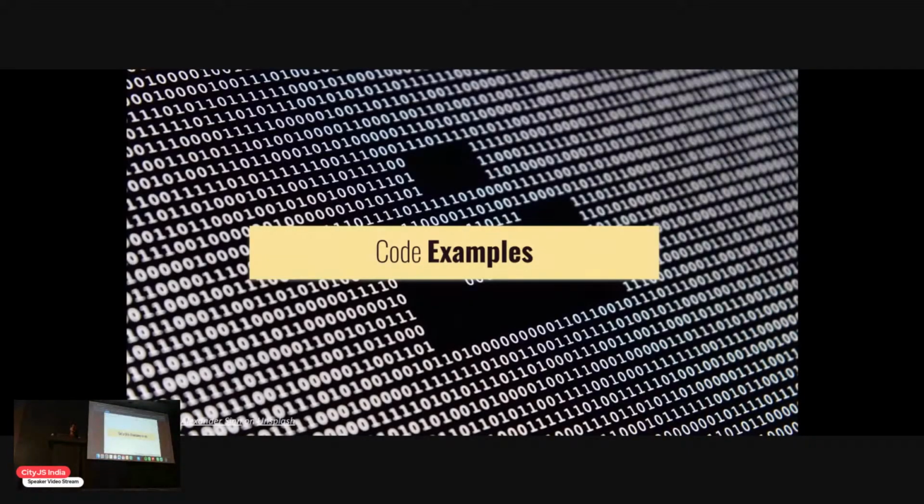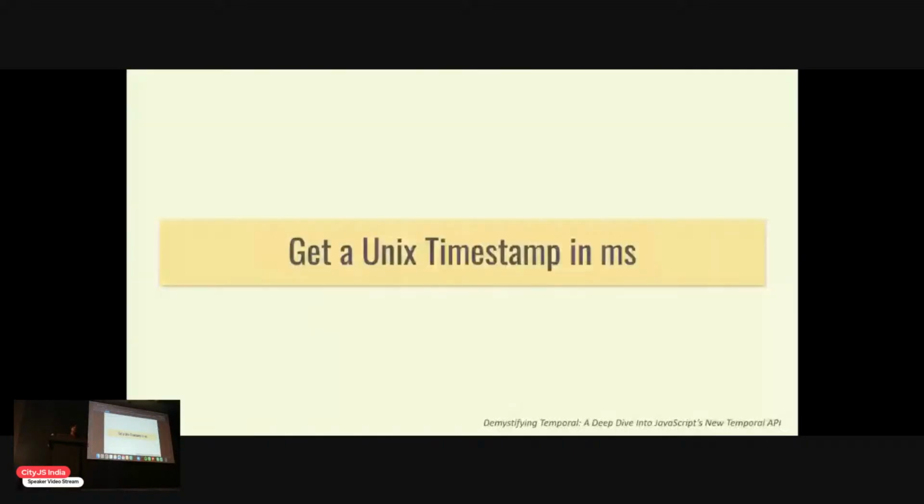So this is a problem statement. We have to get a Unix timestamp in milliseconds. Now there's a reason why I chose this specific problem statement, okay? Because this is the number one top voted question on Stack Overflow for the current data we get, and obviously we would like to do the same thing in Temporal. Okay, so let's find out the timestamp for the current time.